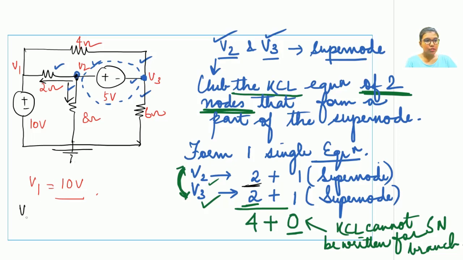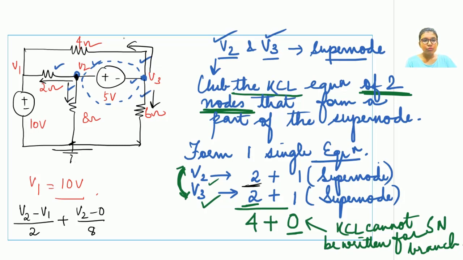It can be written as V2 minus V1 upon 2 plus, since all the currents are assumed in the outward direction, so it's a plus, V2 minus 0 upon 8. So these are the 2 equations for the node V2. Now one is required to write the branch equations for V3 as well. Again, V3 has got 3 branches, one in the upward direction, one in the downward direction. The left-hand branch equation can't be written because it forms a part of the supernode branch. So let me write down the equations for these two branches.